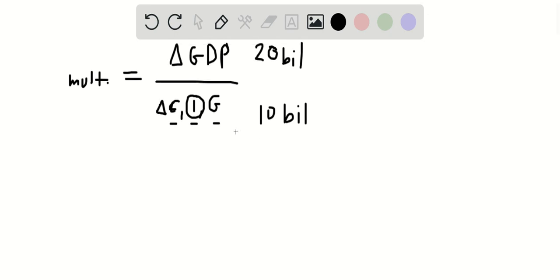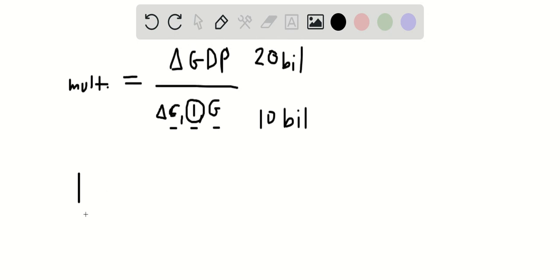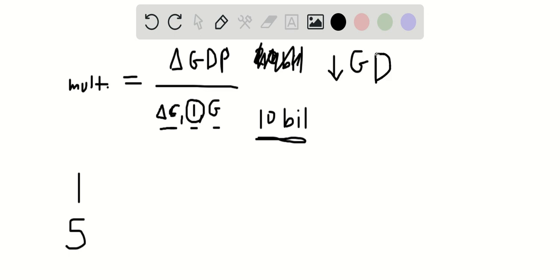Let's say that we have a multiplier of 1 versus a multiplier of 5. Let's say that in a recession, we decrease consumption by 10 billion. Same thing, right? And let's say that our multiplier is 1. So we would decrease GDP by the same amount, 10 billion. But let's say that our multiplier was 5. So a larger multiplier, usually good, right? That means that we would have to decrease GDP by 50 billion.